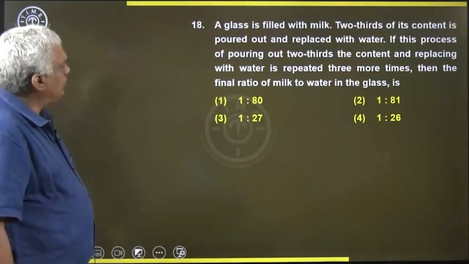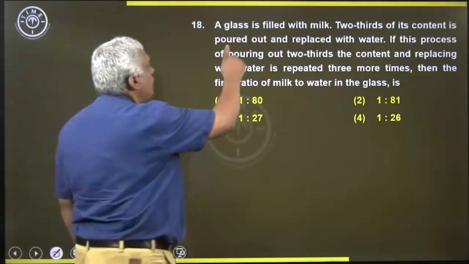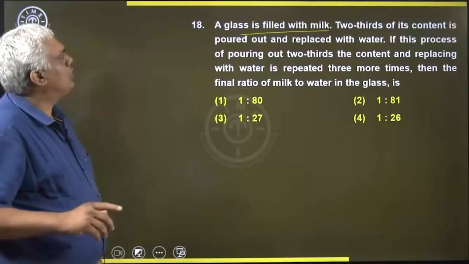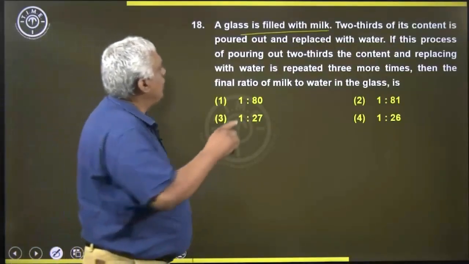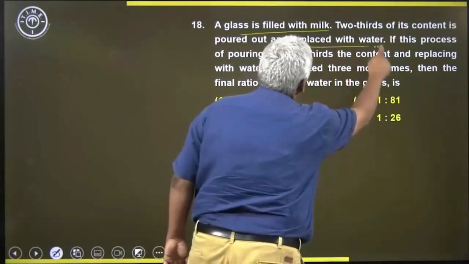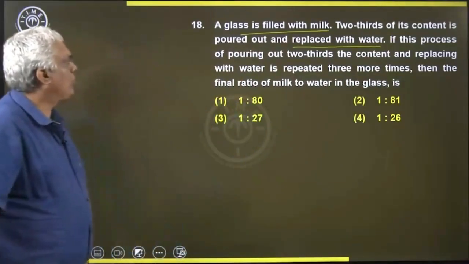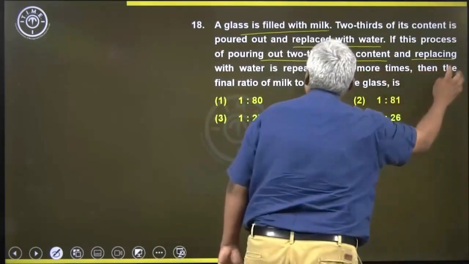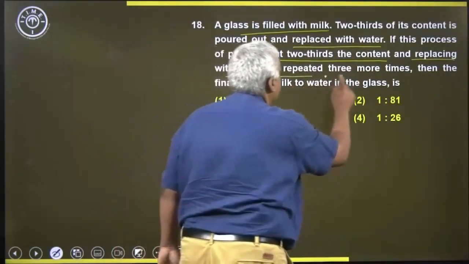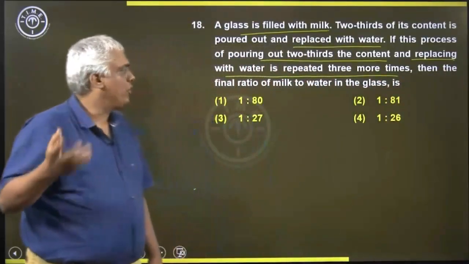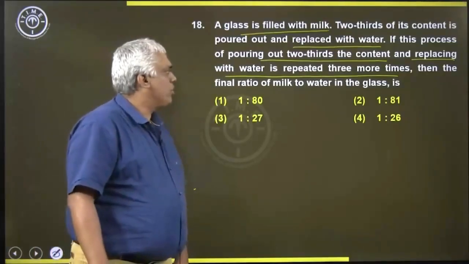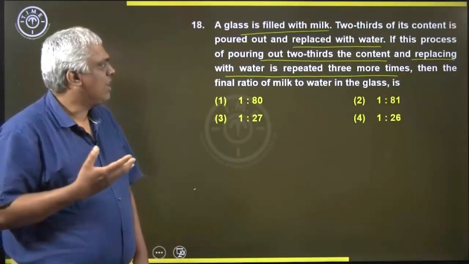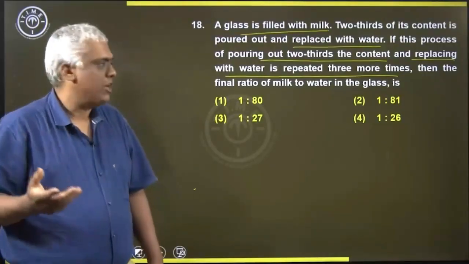A glass is filled with milk, pure milk. 2/3 of its content is poured out and replaced with water. If this process of pouring out 2/3 of the content and replacing with water is repeated 3 more times, then the final ratio of milk and water in the glass is? See, basically this process is done 4 times.